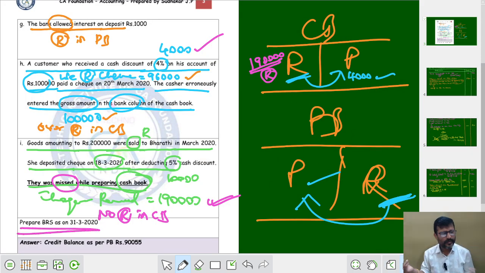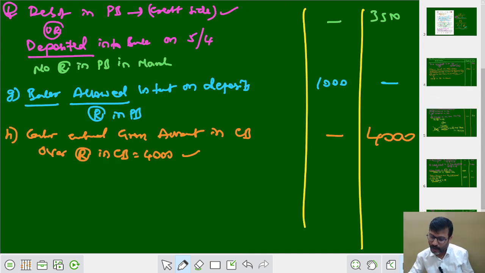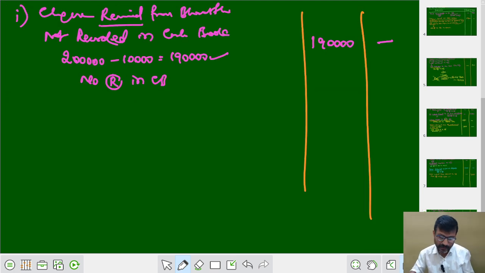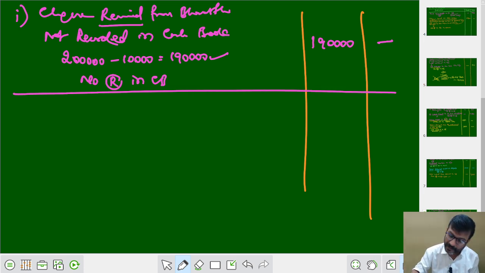Prepare BRS. This is one of the big problems. Please try to understand. Answer should be 90,055. See whether we are getting the same answer or not. Take the calculator and work out the total of the debit side. It comes to 2,02,250. I already worked it out using the calculator. You can cross check it. If you are getting a different amount, please comment on that.